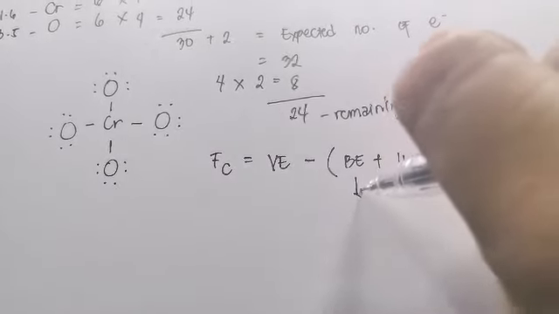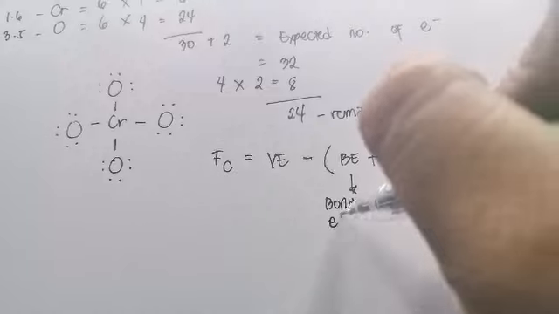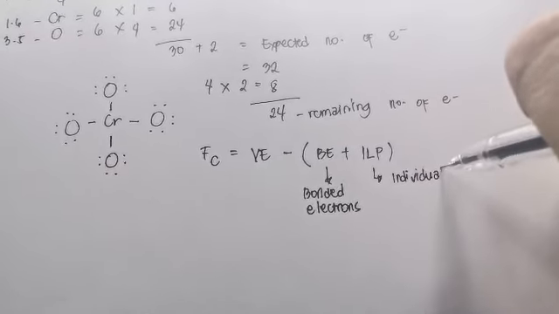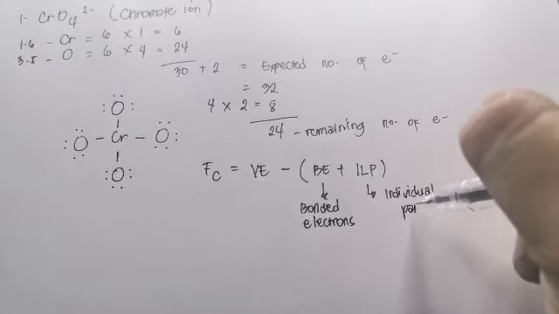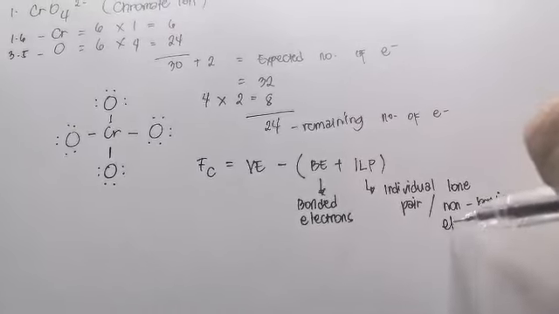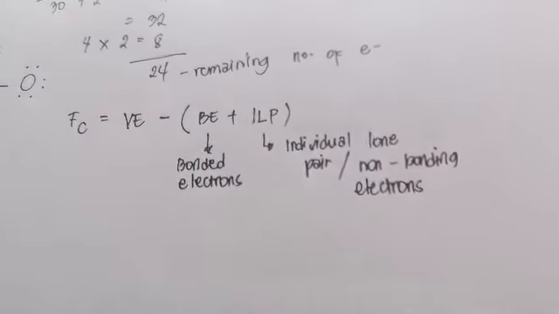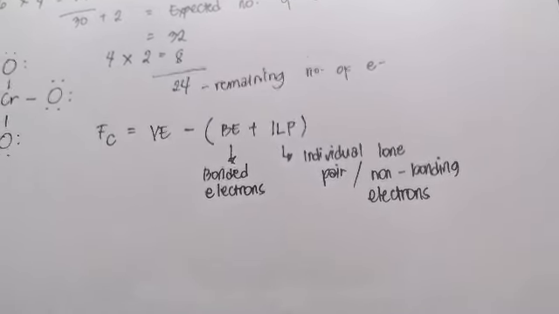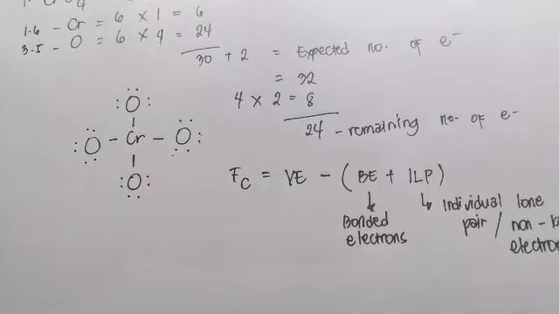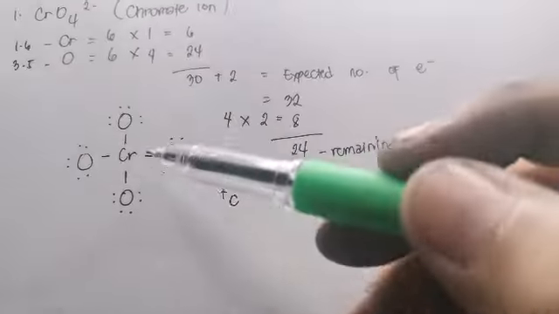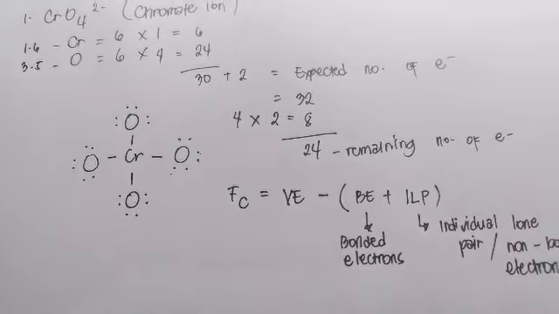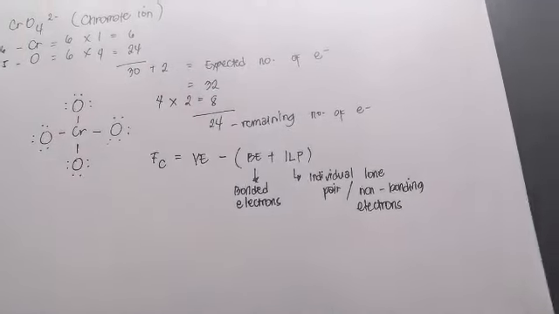So again, dito po si bonded electrons. And we have here the individual lone pair. Or kung may bonded tayo, this is also the non-bonding electrons. Okay, so just like this. So you have 1, 2, 1, 2, 1, 2. Those are individual lone pair or the non-bonding electrons. Ito naman sa bonded electrons, ito talaga yung pinagtagpo. Okay, so ayan, yan na po yung formula na gagamitin natin.